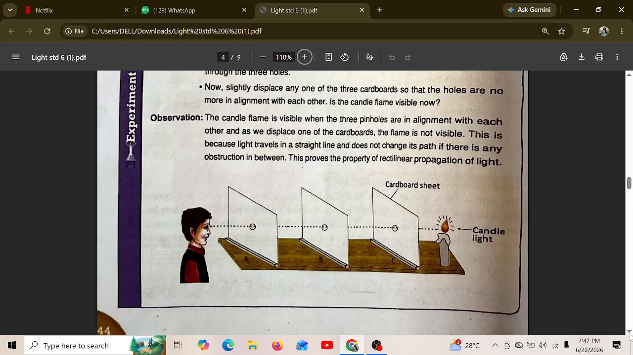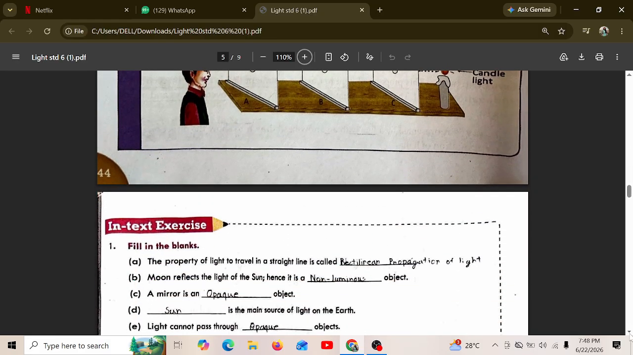I believe no, because light always travels in a straight line. If the hole was punctured in any other place in the cardboard sheet, the light wouldn't travel in a straight line and the boy wouldn't be able to see the candle. So this example makes it much more clear, or proves the property of rectilinear propagation of light.